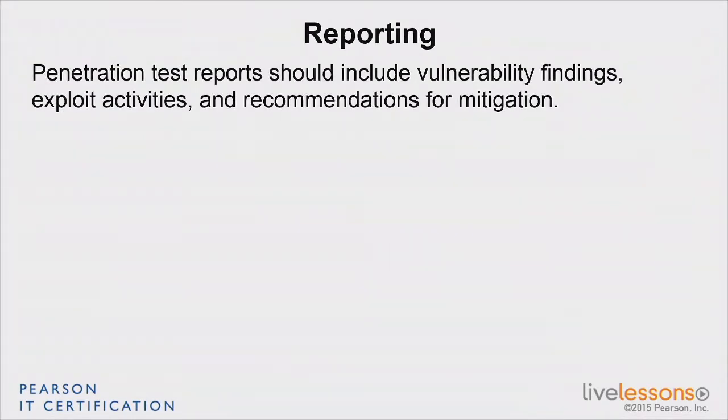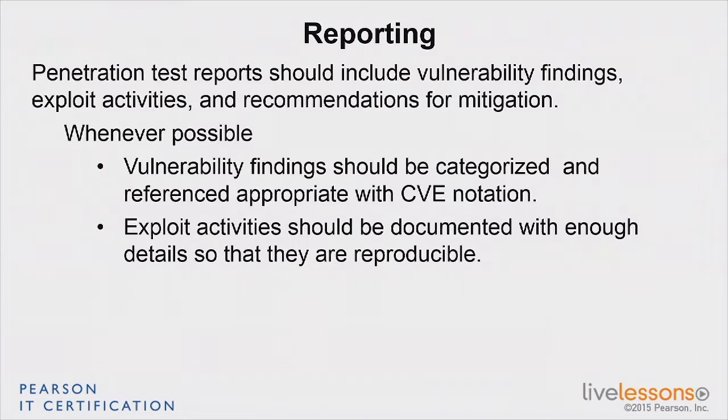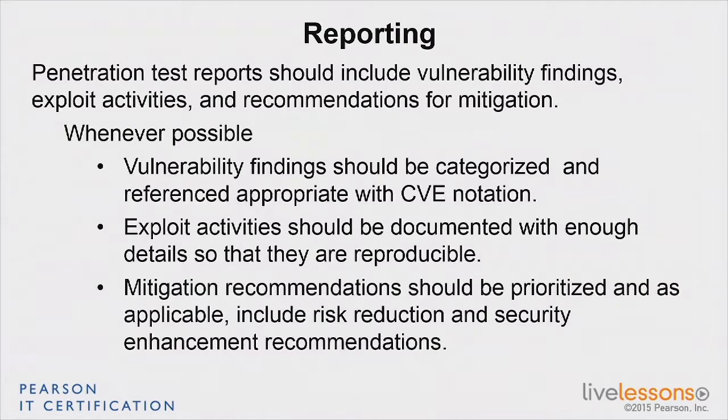A penetration test report should include the vulnerability findings, all the exploit activities, and then, as applicable, recommendations for mitigation. So whenever possible, the vulnerability findings should be categorized, perhaps by severity, and then referenced with appropriate CVE notation. The exploit activities should be documented with enough detail so that they're reproducible. And mitigation recommendations should be prioritized and, as applicable, include risk reduction and security enhancement recommendations.